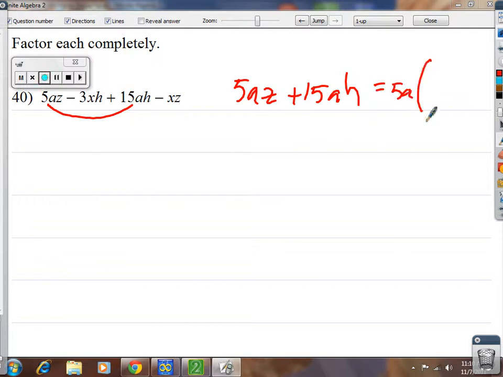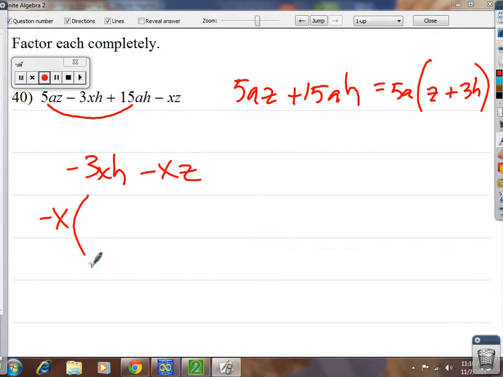So 5A times Z plus 3H. Okay, now let's pair my next two. The next two are going to be negative 3xh minus xz. So what do you want to factor out of that? Just an x. But let's pull a negative out. Let's pull a negative x out. So if I pull a negative x out, I'm going to have 3h plus z. And I'm in luck because that's what I got up here.